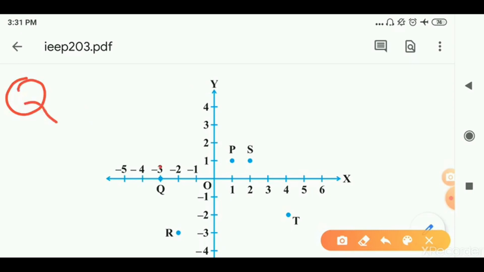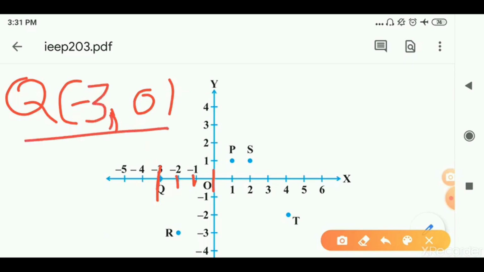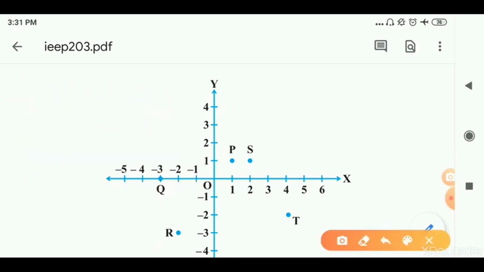As you can see, Q is lying on the x-axis. Since Q is lying on the x-axis, its ordinate should be 0. Got it? And it is lying on the negative side, so the value of the abscissa should be negative, and the perpendicular distance of this point from the y-axis, let me count, 1, 2 and 3 units. So we can say the coordinates of this point Q are -3 comma 0, and it is lying on the x-axis in the negative direction. Got it? Let us go to point R.